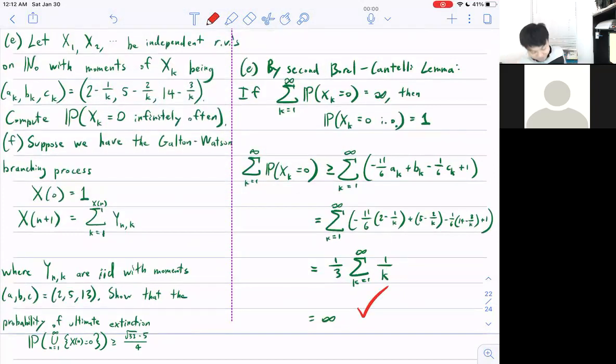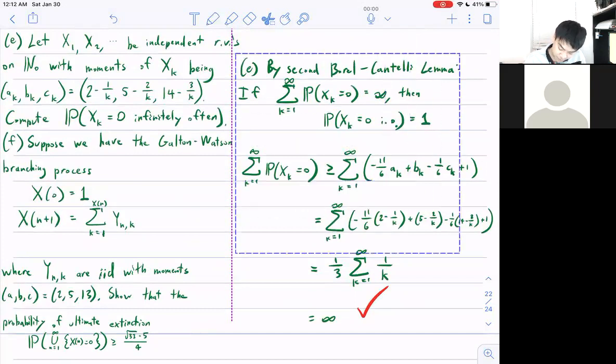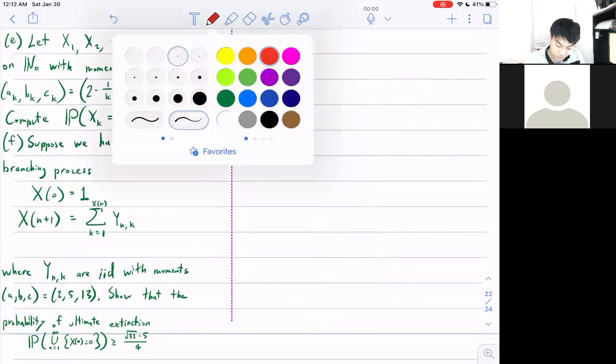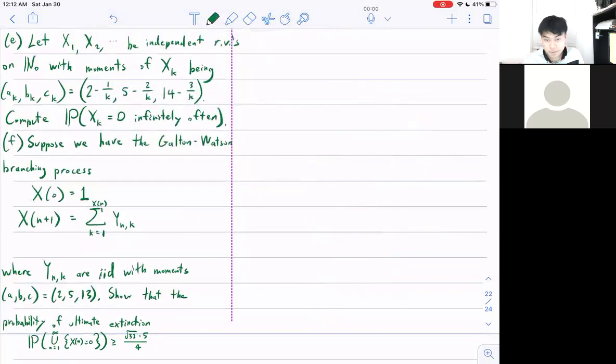Whew. Great. Cool. All right. Let's now move on to part F and finish off this problem. But part F will be the most difficult part of this problem, so maybe it'll take a bit longer than the other subparts. So let's look at part F.